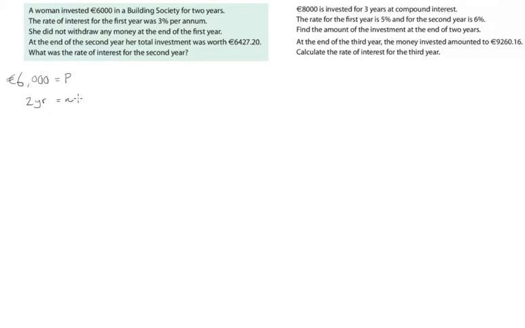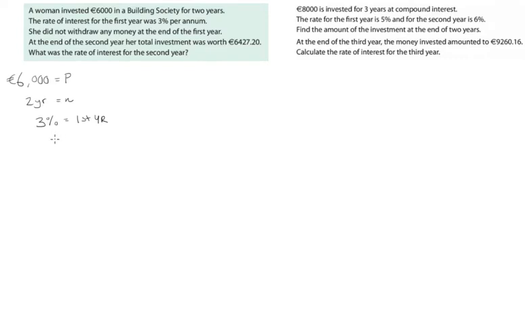And the rate for the first year was 3%. Okay, so that means they're going to tell us that the rate in the second year was different. She did not withdraw any money at the end of the first year. At the end of her second year, her total investment was worth 6,427 euros and 20 cents.